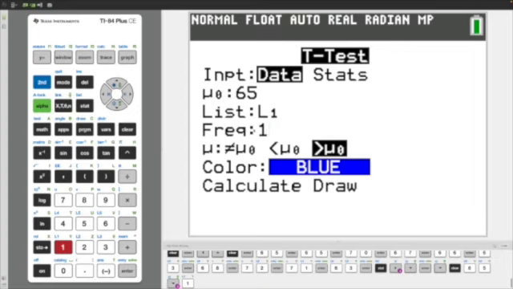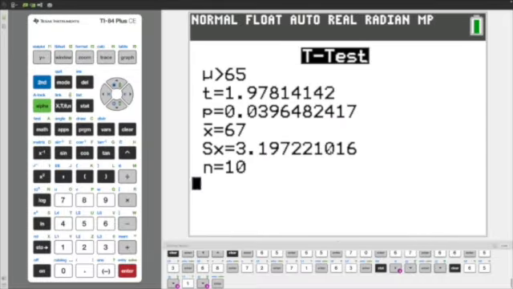We didn't have a frequency list. And our alternative hypothesis was that the mean was greater than 65. Remember, mu sub 0 is this number here. So I go down to calculate. My test statistic is t equals 1.978, and so on. My p-value, which I find is easier to make a conclusion with, is 0.0396.